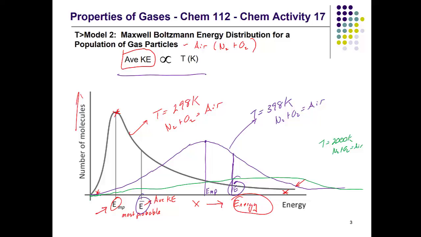Now, I haven't been so careful in making sure that the axes match, but hopefully you get the idea that this really spreads out. So fewer and fewer particles would have any particular energy, but the energies available would be very much more spread out. And certainly the average kinetic energy would be quite a bit higher than that at 398 and 298. So here we're showing how the change in temperature affects the average kinetic energy and the distribution of energies for particles.